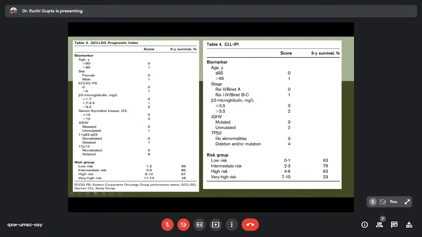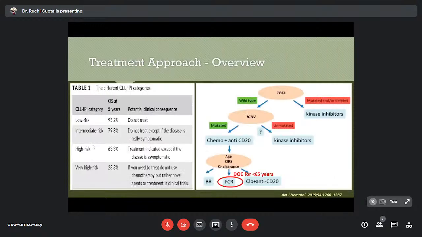So TP53 mutation has been given a score of 4, so the patient automatically goes into high risk. I think over here also, if we see 17p13 deleted is given a score of 6, so automatically it shifts onto high risk. So this is one of the, I would say, deciding factors currently, which is mandatory to take a call on how to take this patient for treatment.